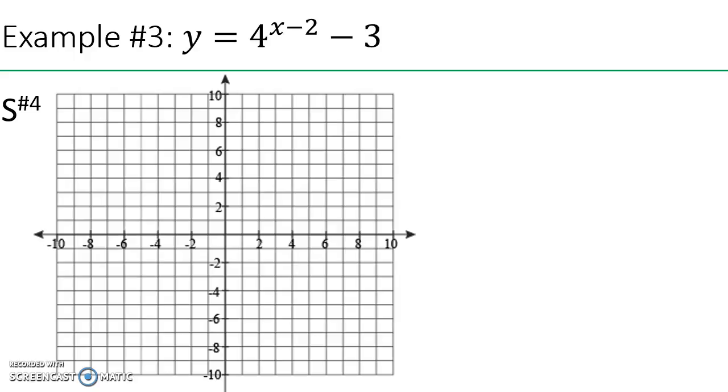So step 4, we get to put these things on the coordinate plane. Our x-intercept, our y-intercept, and our additional point. There's my asymptote. There's my graph line. And watch how the graph line is drawn. It's increasing from left to right.